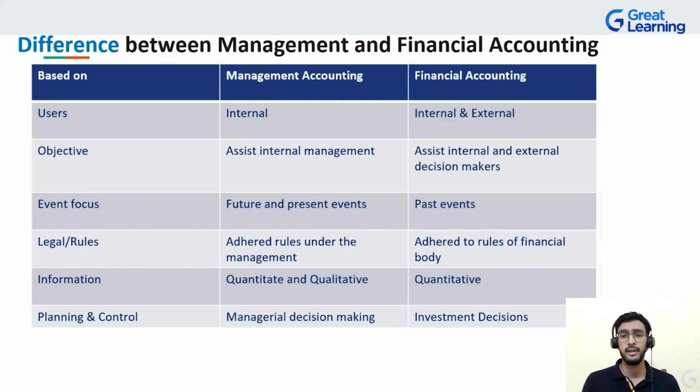Now coming to financial accounting, there is always a financial body in that country that puts up the rules that must be followed in financial accounting. So the financial accountant must always obey and abide by the rules while making the financial data. Now coming to the information. A management accountant provides both quantitative and qualitative information to the management, and financial accounting is always quantitative.